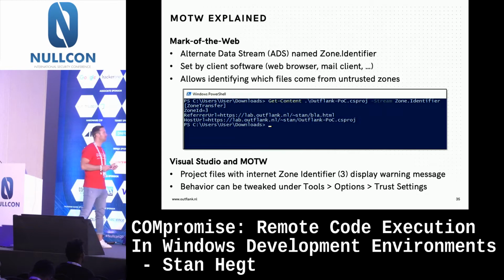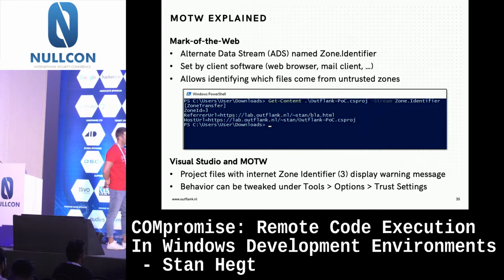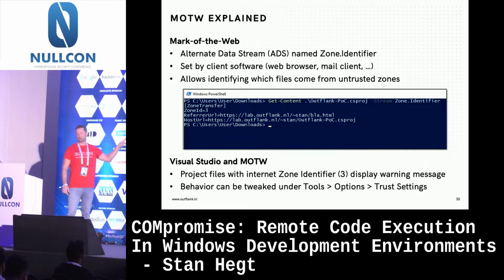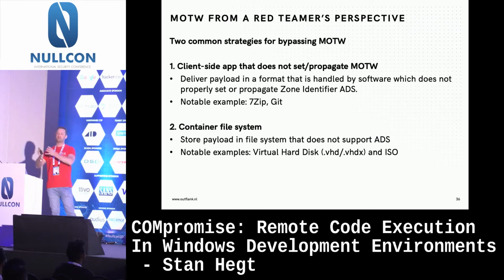With this PowerShell one-liner, you can retrieve this alternate data stream from a downloaded file, and you will see that it has a certain zone ID, which means in this case, the internet. And on modern systems, we can even see from which URLs the file was downloaded. So how does Visual Studio work with this? By default, if there's a project file which has this internet zone identifier, number 3, it will display the warning message. And you can tweak this under tools, options, trust settings. If you ever do a Google for this, there are plenty of developers who are completely fed up with the warning message, and we try to get rid of it in this way, which I thought was kind of funny. So this is how it works. Now let's see how we can get rid of it.